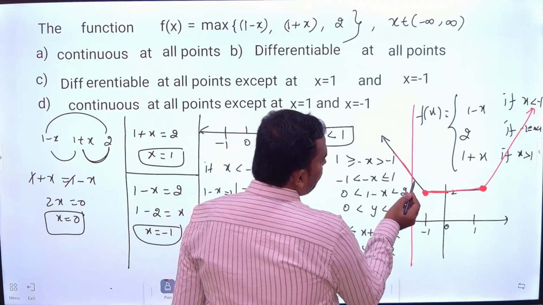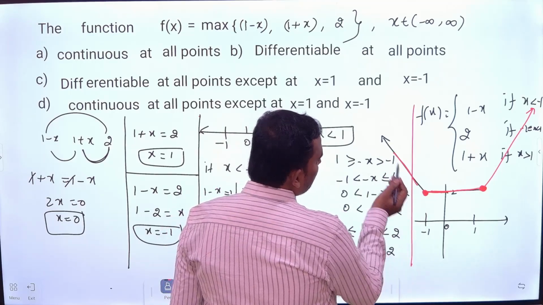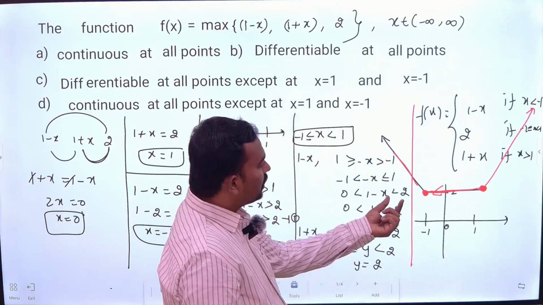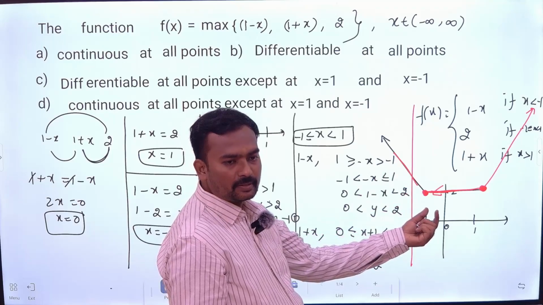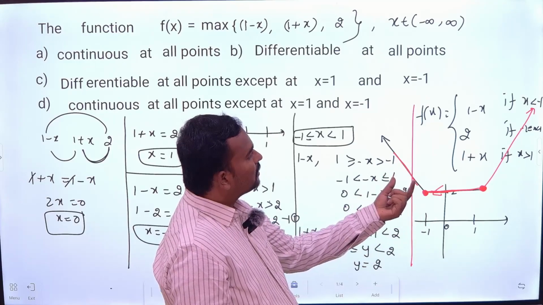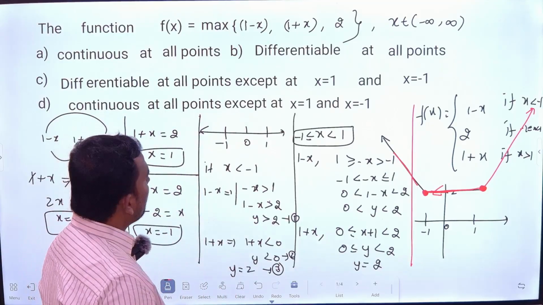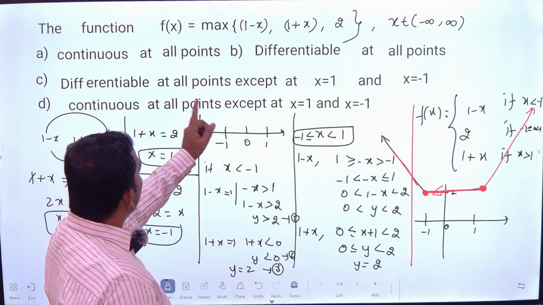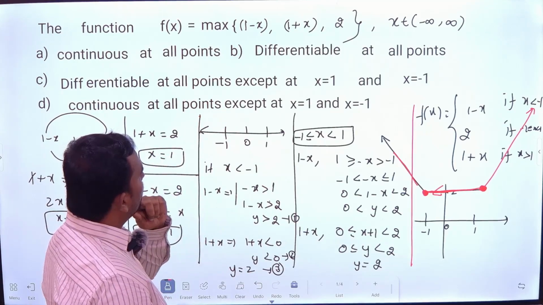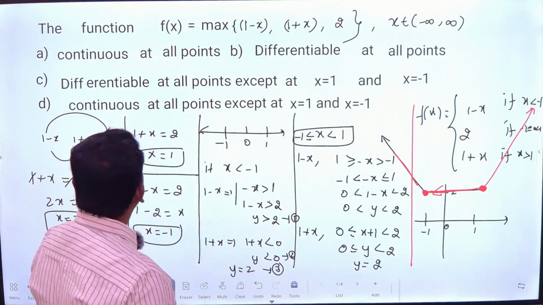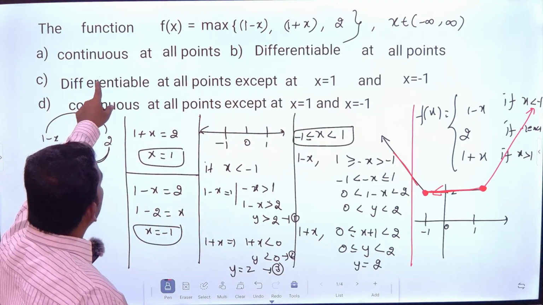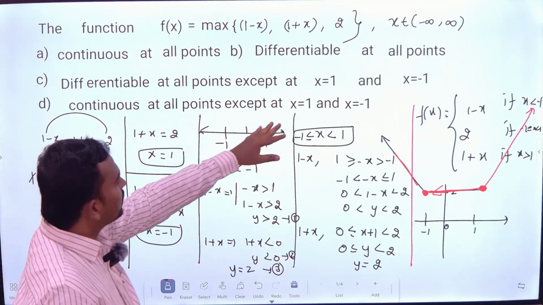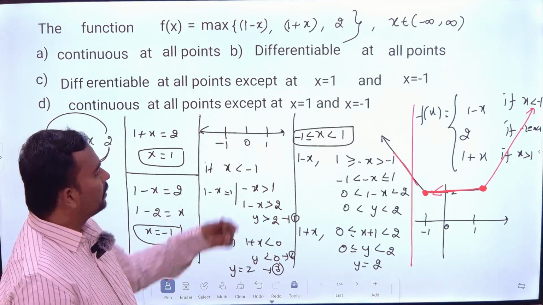If you approach from this direction, you can see a different function. If you approach from this direction, you can see a different function. The right hand derivative and left hand derivative are different here. Therefore, this function is not differentiable at minus 1 and 1. Rest all the points are differentiable. Differentiable at all points except at 1 and minus 1. There are two correct options: continuous at all points in this interval, and second, differentiable at all points except at 1 and minus 1.